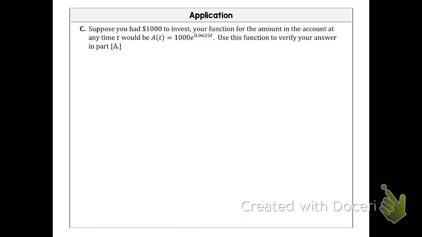C says suppose you had $1,000 to invest. Your function for the amount in the account at any time would be A of T equals 1,000 e to the 0.0625 t. Use this function to verify your answer in part A. All right, so we said in part A, remember, for it to double, it was going to take 11.09 years. So I'm going to go ahead and plug in that 11.09, and I should get twice as much as what we started with. Well, remember, on this one, we're starting with $1,000.